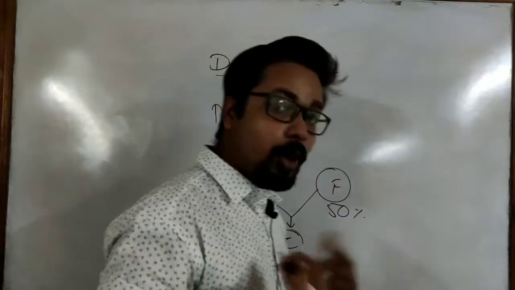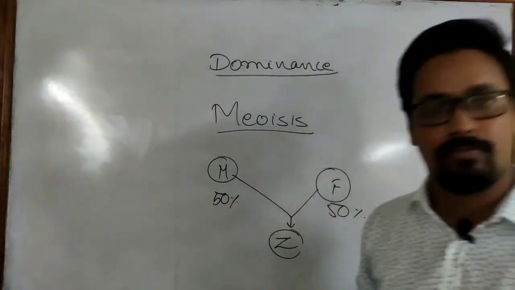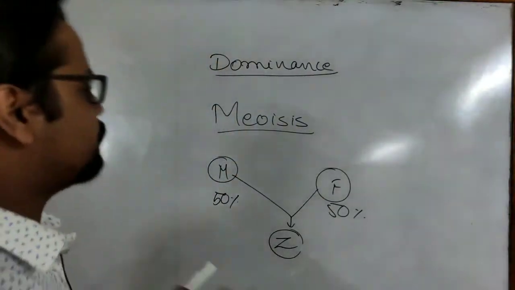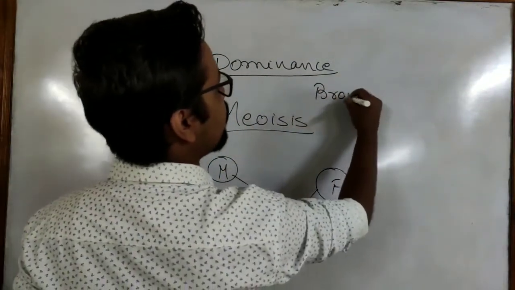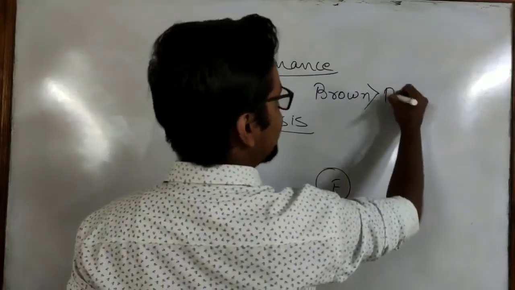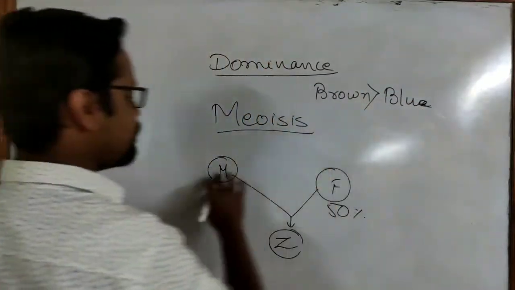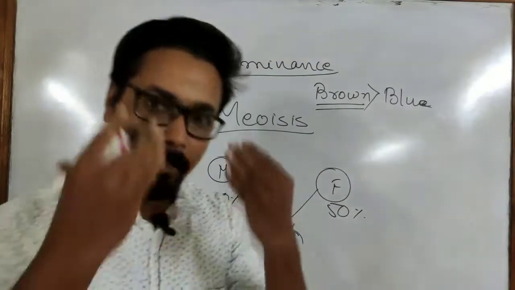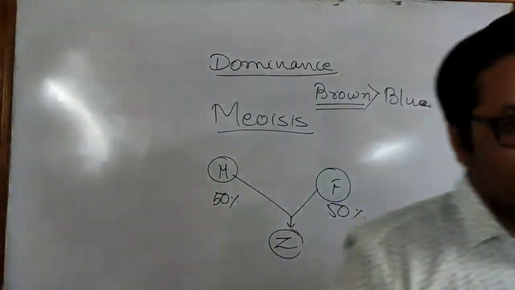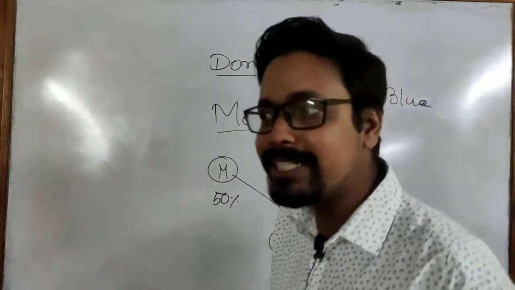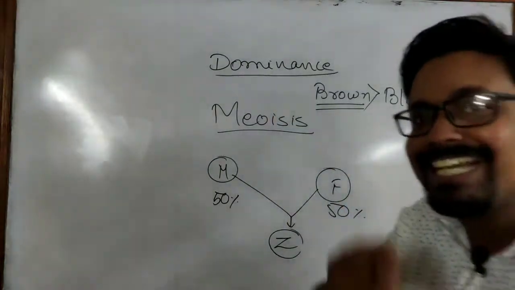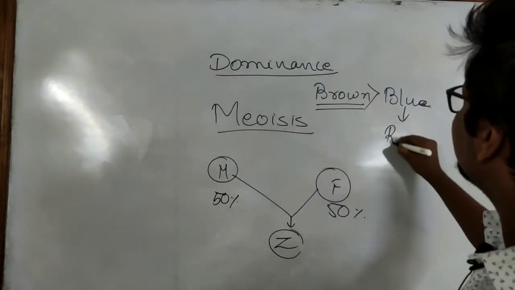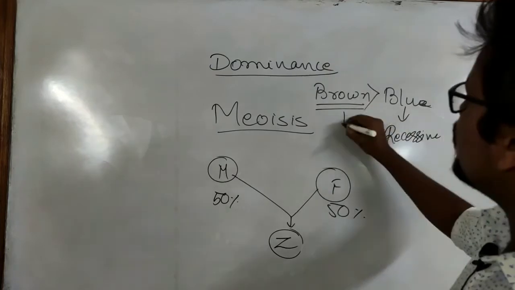Some characters are dominant over the other. That means they are more powerful. So they will express themselves compared to the other character which is present. For example, let us suppose that brown eyes are more powerful than blue eyes. So suppose my father gave brown eyes and my mother gave blue eyes, then in that case, since brown eyes are more powerful, I will have brown eyes. So it depends on which character is dominant and which character is recessive. Recessive means the one which is less powerful. So in this case, blue will be recessive and brown will be our dominant character.